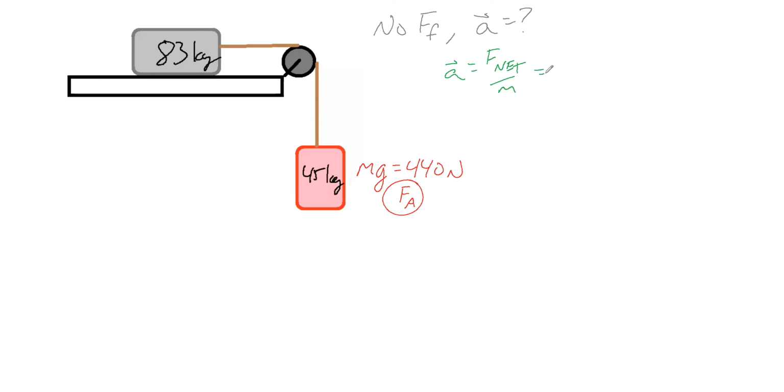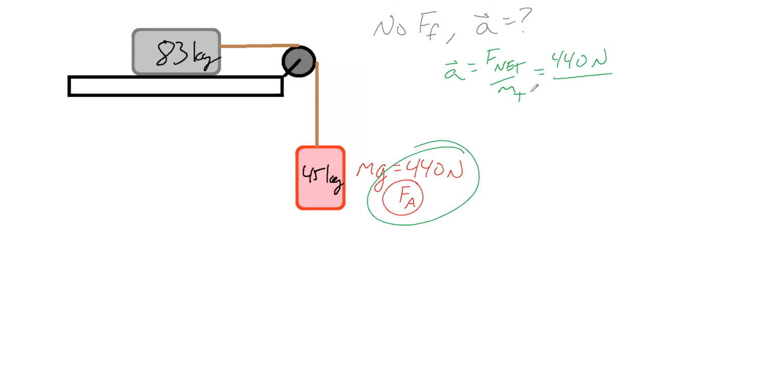Now in this case, look how much is pulling. I've got 440 newtons trying to pull it. There's no friction, nothing else slowing it down, so that would also be my net force, because nothing else is pulling or trying to slow it down. Now I'm going to divide it by the mass. I'm going to use the total mass.